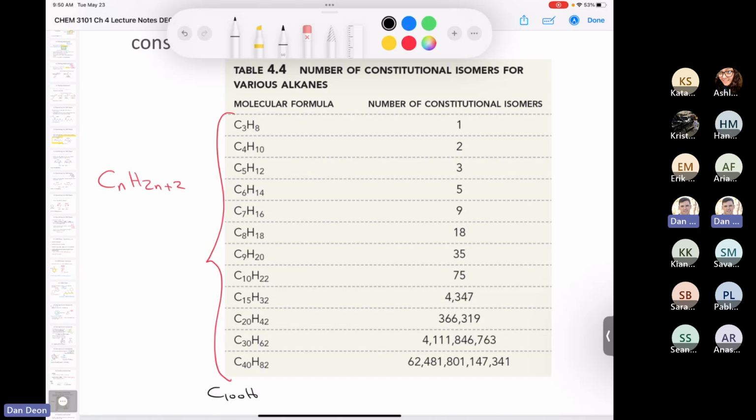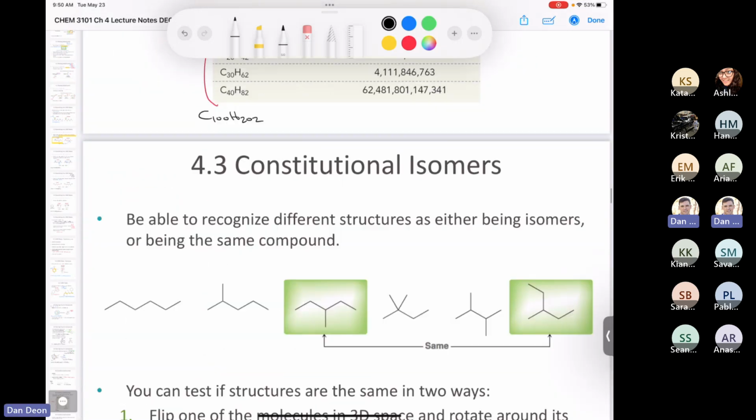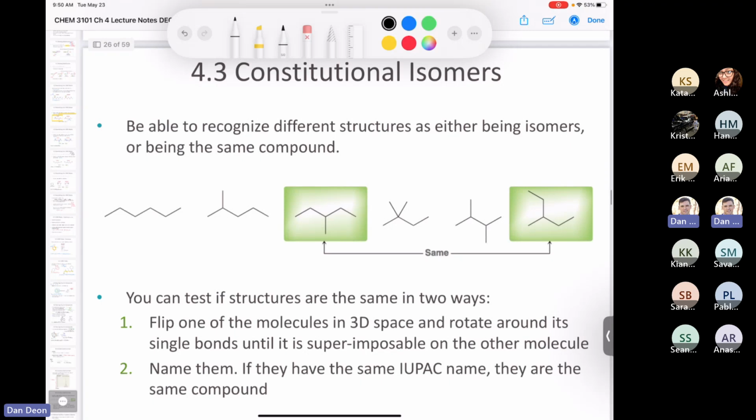If you have 100 carbons, how many hydrogens would you have in an alkane? 202, right? There you go. It follows the rule CnH2n+2. Okay, so there's no way to predict the number of constitutional isomers. And like I said, how are you going to determine if two compounds are constitutional isomers or not?